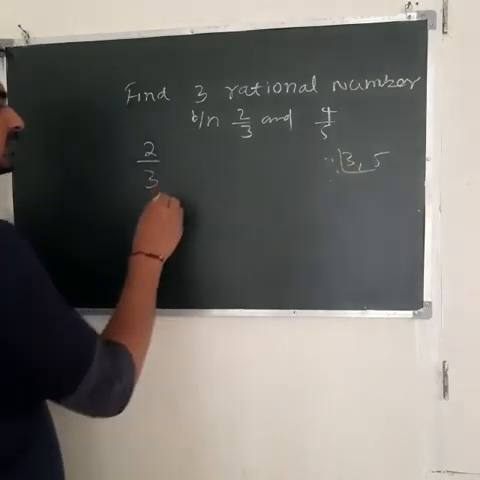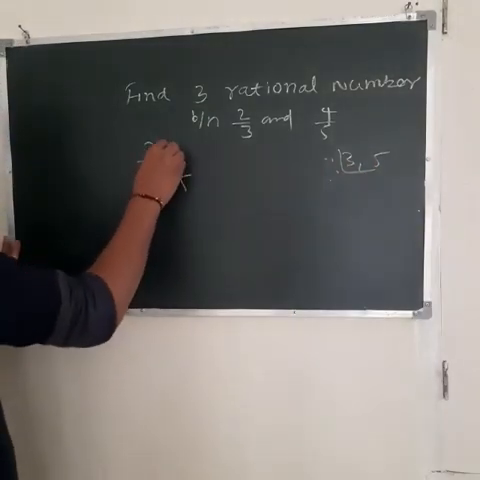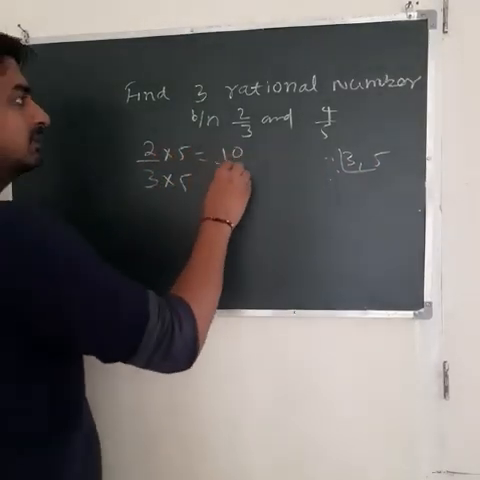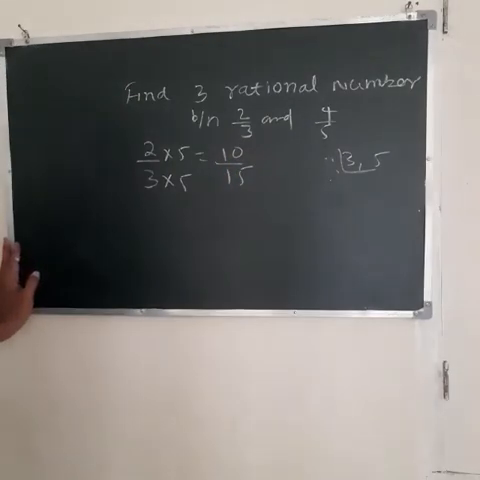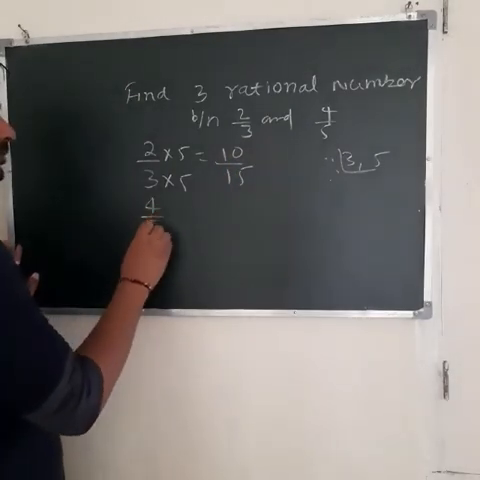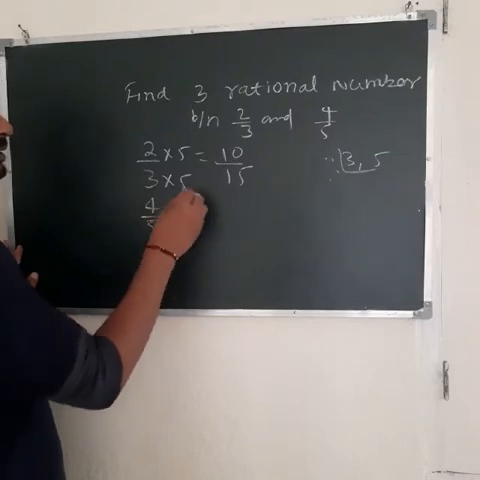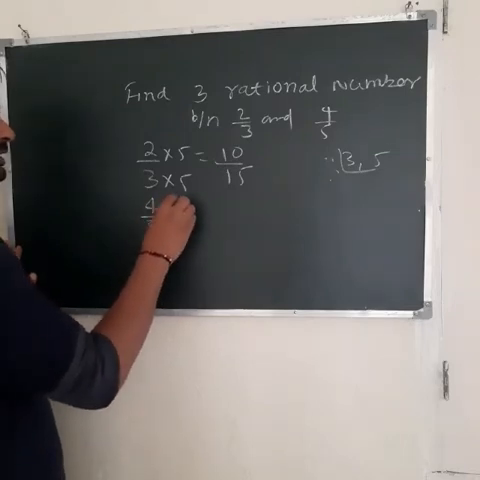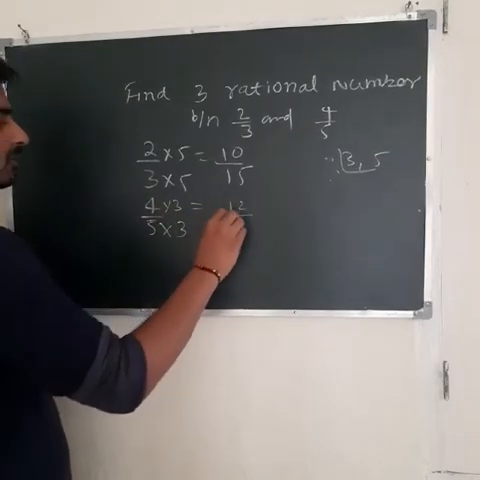To make the denominator 15, 3 into 5 is 15, so 2 upon 3 becomes 10 upon 15. Next is 4 upon 5. We have to make the denominator 15, so multiplying by 3 gives 12 upon 15.